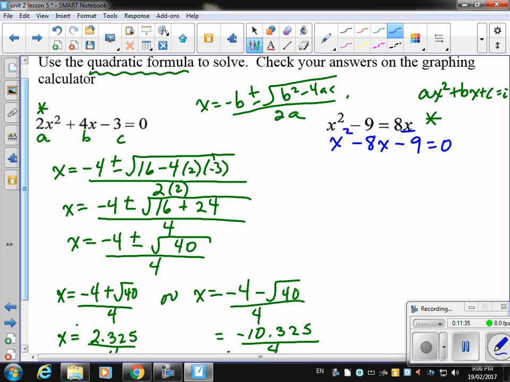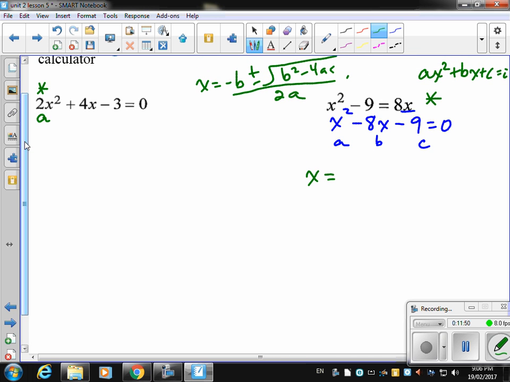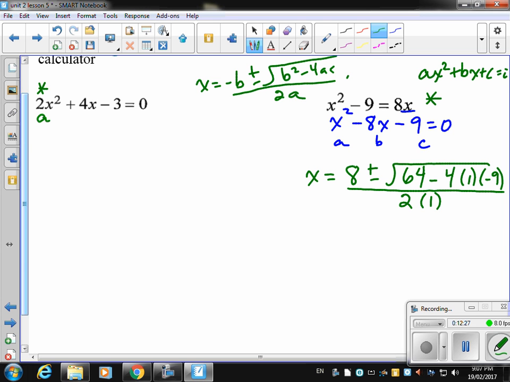Now I've got it where I can see my a, my b, and my c, and I can find my x-intercepts. So x equals -b. So, whoops, I should have that showing for you. There we are. -b. So b is -8. So -b is like the negative of -8. Becomes +8. Add or subtract square root of. B squared is the first thing, and that's -8 squared. Remember, it's -8 times -8, so you always have a positive here, 64. Subtract 4 times my a value, which is an invisible 1, times my c value, which is -9. All over 2 times a, which again is an invisible 1.